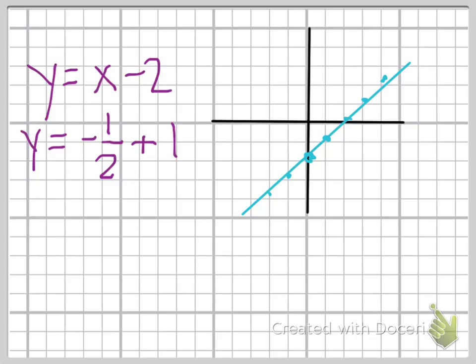Alright, and my next equation has a y-intercept of positive 1 and a slope of negative 1/2. So I'm going to go down 1 and to the right 2, down 1 to the right 2, and I'm going to attempt again to draw a line.